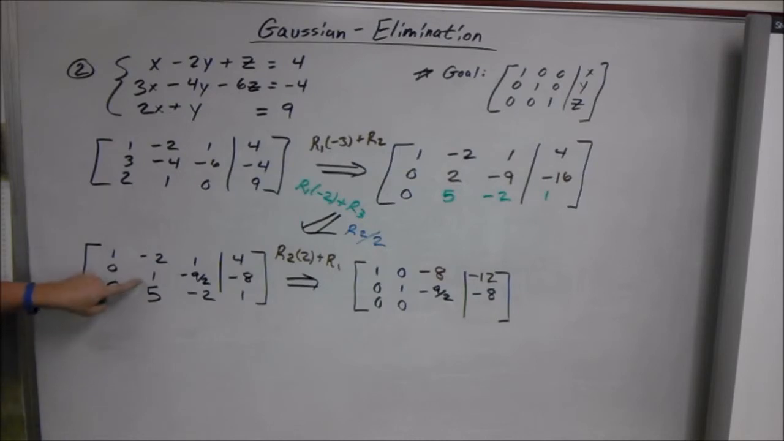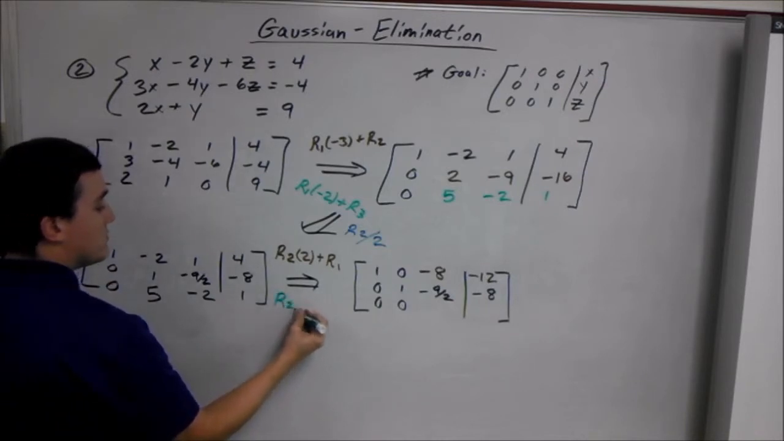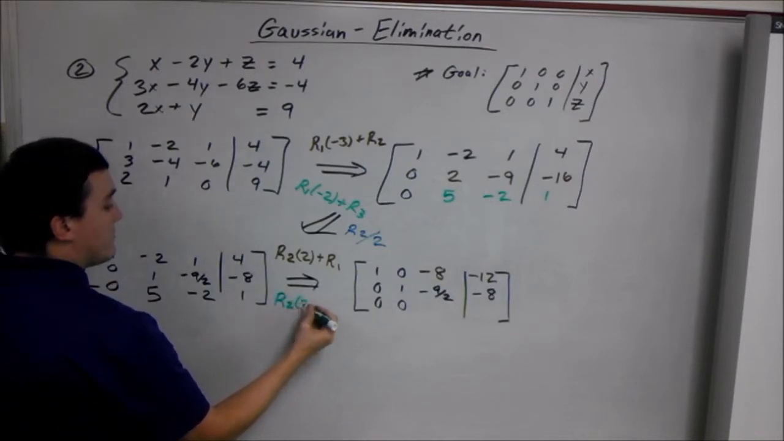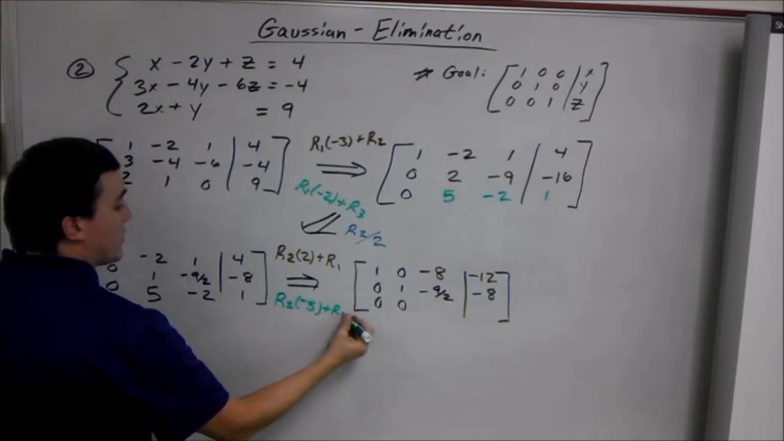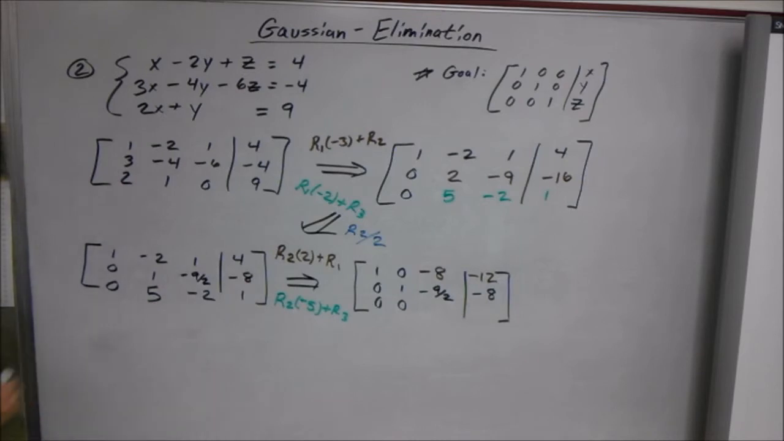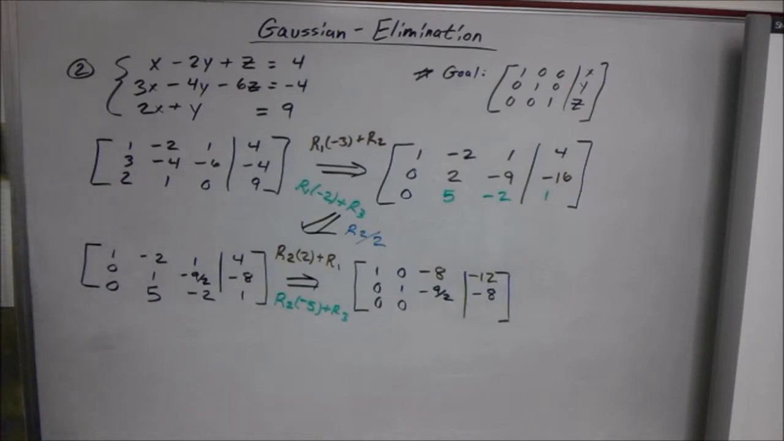For the second part, we need to multiply this by 5, but actually not only 5, negative 5, so it cancels out with this. So we multiply row 2 times negative 5, and then adding it to row 3. Because we're trying to get this guy to be 0. So we go ahead and do that.